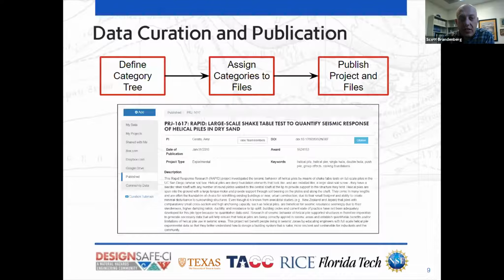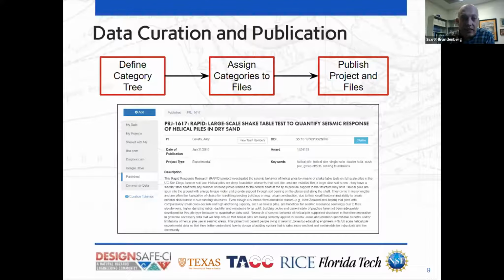Then once you've done that, you can go through the publication pipeline. This will show you a view of what the data will look like for external users when they come to DesignSafe to look at your data. And then when you finally push the publish button, your data will be assigned a digital object identifier, or DOI.